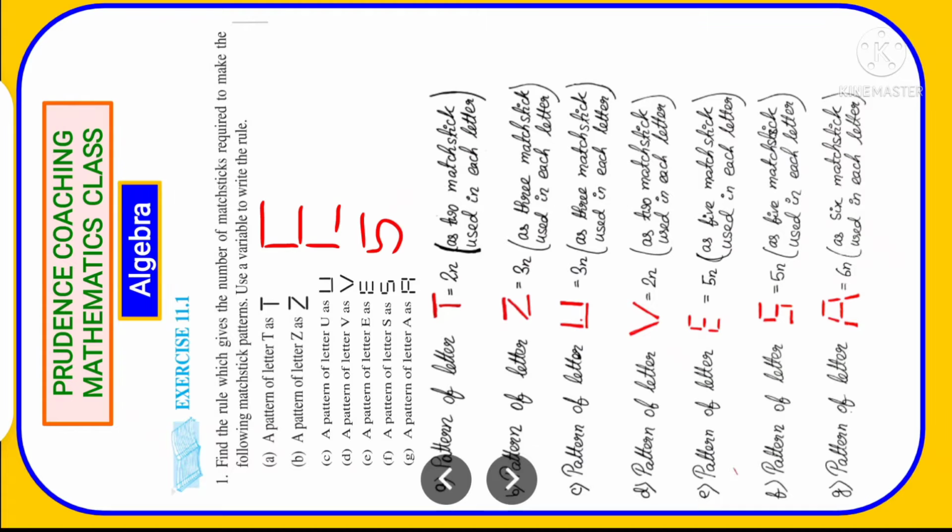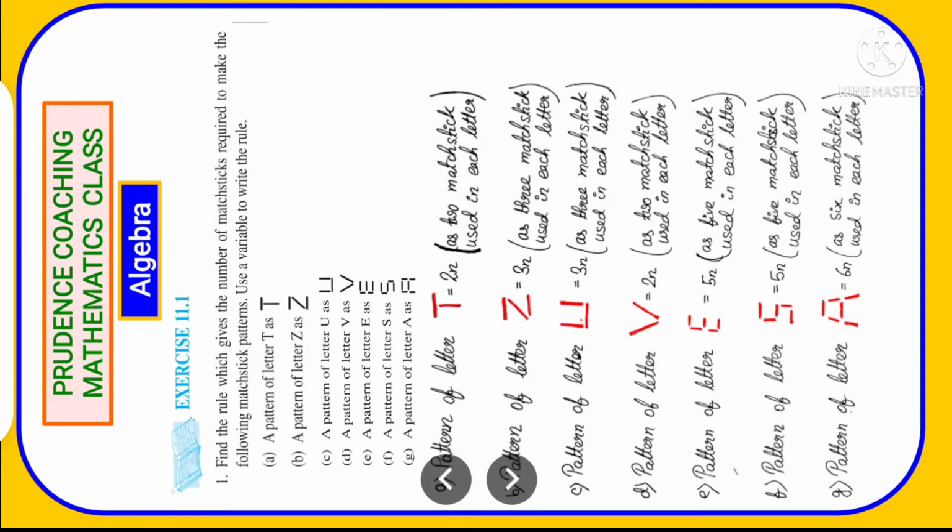Now if we make 2 E's, then you will get 5 into 2, 10 matchsticks are required. Now if we make 3 E's, so 5 into 3, 15 matchsticks will be required. If we make 4 E's, 5 into 4, 20 matchsticks will be required. But we don't know how many E's are made. So this 4, 3, 2 means the number of times we are making E is not constant. We don't know the value, so we will assume a variable, that is n. So 5 into n, you will get 5n.